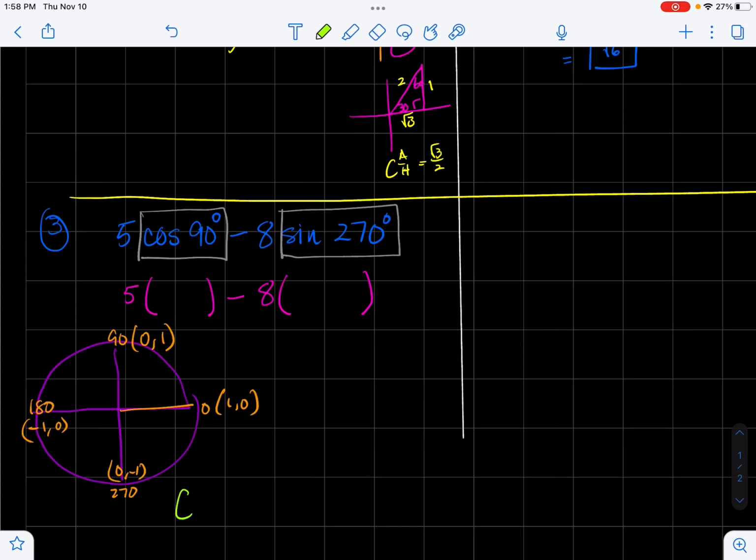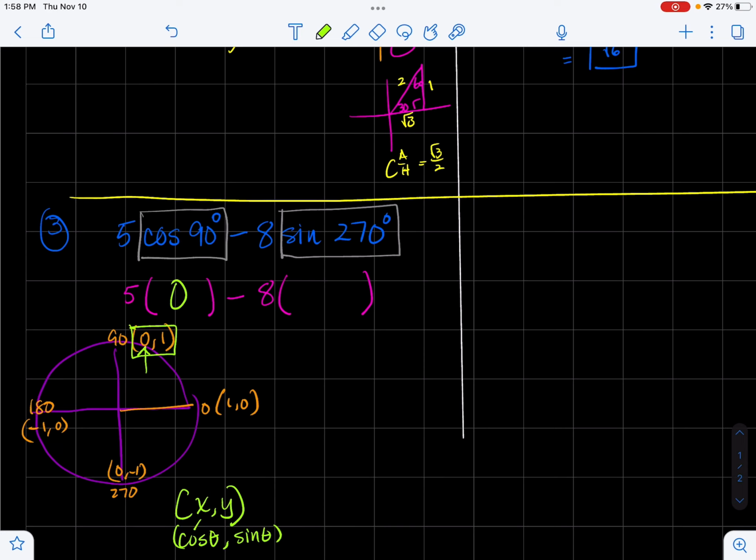Earlier in the previous video, we mentioned that any given point, x, y, will always correspond to the cosine value of that theta for x, and y will correspond to the sine value of that theta. Now let's see, cosine at 90 degrees is simply the x value. So cosine of 90 is actually 0.